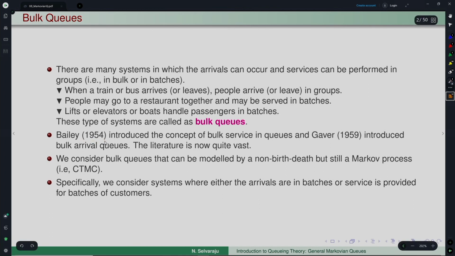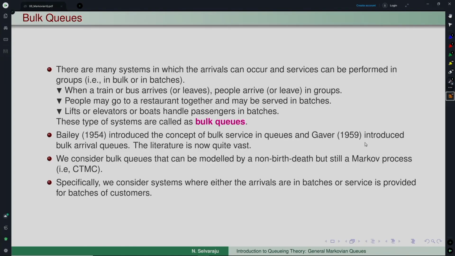Bailey in 1954 introduced the concept of bulk service in queues, and Gaver introduced the bulk arrival queues. The literature is now quite vast, and you can look at it for more. Again, what we are going to see for these kinds of models is only an elementary introduction. But there is much more, and if you want, you can look at the literature.